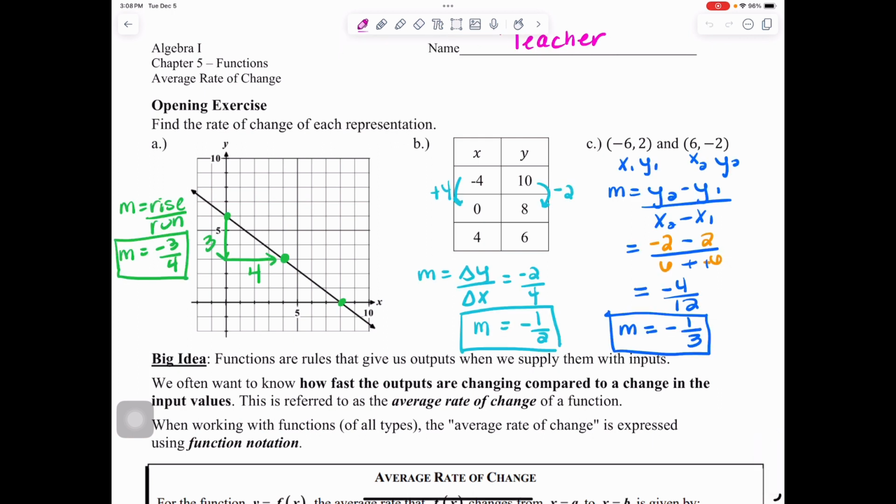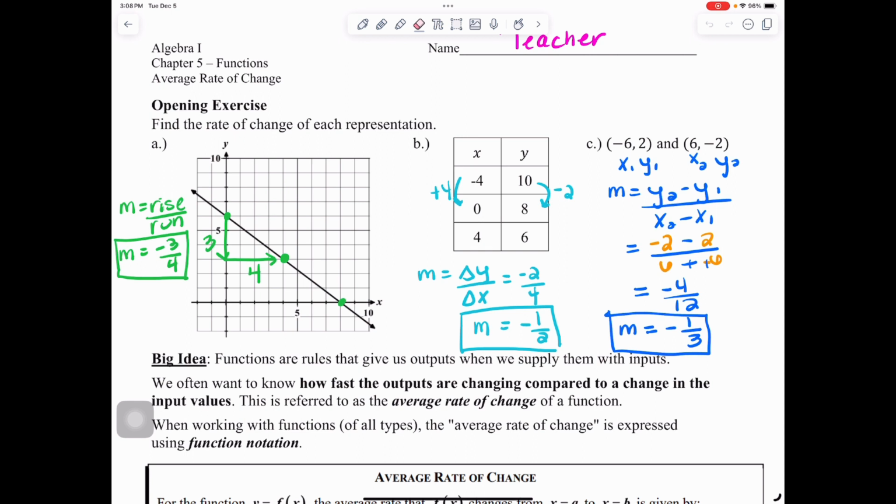Okay, so finding the rate of change is the same thing or similar to finding the slope. So you should have background and experience with finding the slope due to your previous coursework. Looking at A, we want to pick any 2 points on the graph, and we want to count the rise over the run. With the two coordinates that I picked, I had to go down 3 and to the right 4. So that's -3/4 as our slope or rate of change.